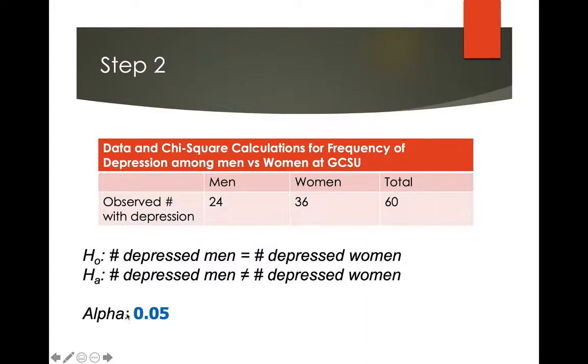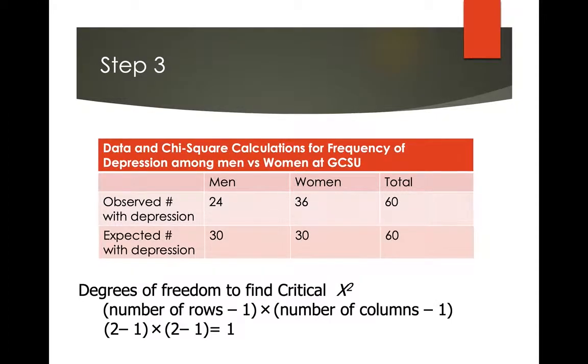We define our alpha as 0.05, and that takes us to step 2. Step 3 asks us to complete what is known as our degrees of freedom based on our distribution table. And I want you to recognize that the table has changed. In the first row of our table, we have what we observe as the distribution. However, if the null hypothesis were to be true, what would be the expected distribution?